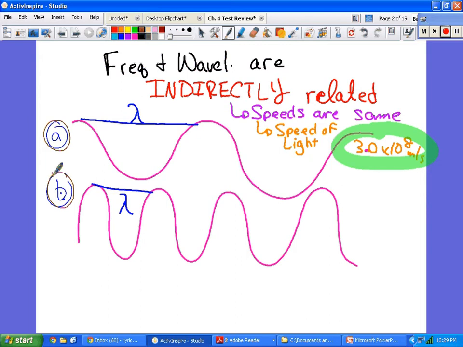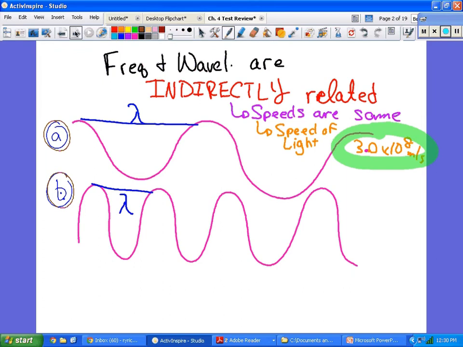So if I make this wave move from A to B, if my wavelength got shorter, what happened to my frequency? It went up. So do you agree that more peaks would pass the point in a given second? Yes. Trick question. Which wave's traveling faster? Neither. They're going the same speed. I told you it was a trick question. Some people still yelled out the wrong answer.